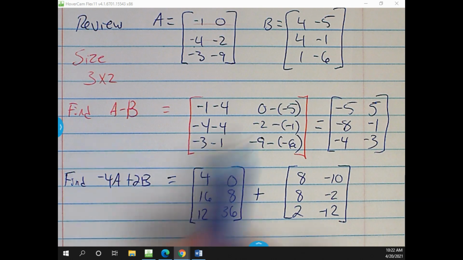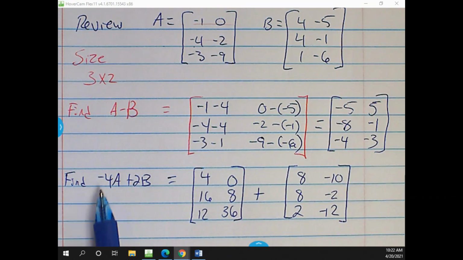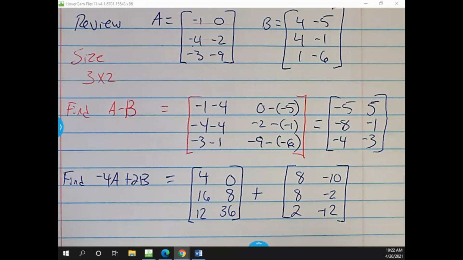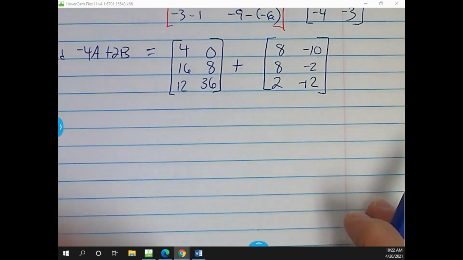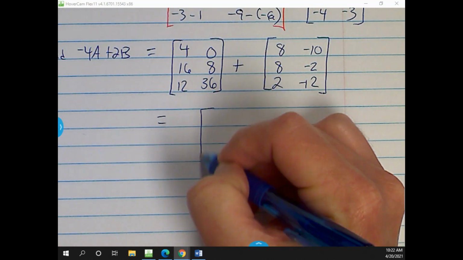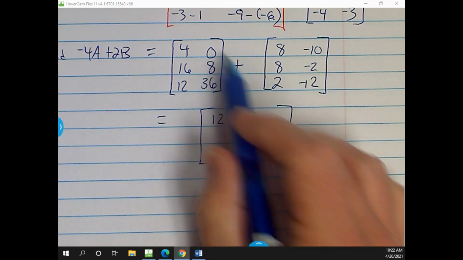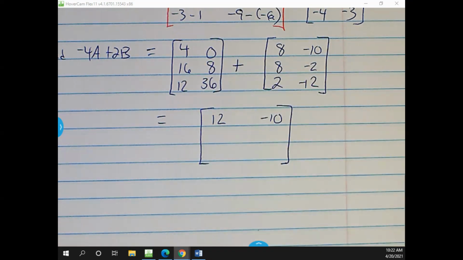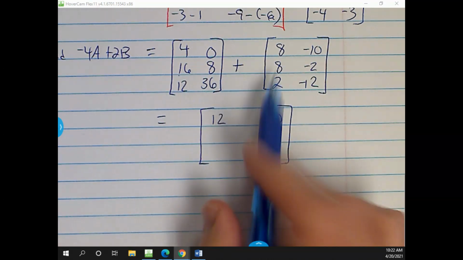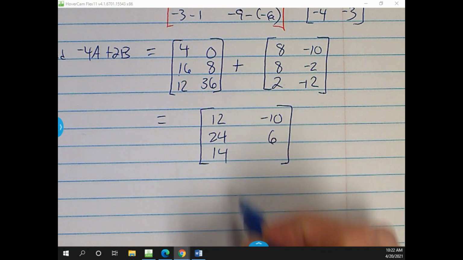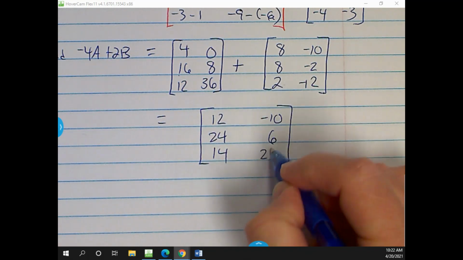Okay, so the last one was all subtraction doing A minus B. Once we multiply by -4 to get these numbers, we multiplied everything here by 2 to get these numbers. Now we're just adding them. So adding those two matrices together, it's 4 plus 8 for 12, 0 plus -10, which would just be -10. 16 plus 8 is 24. 8 plus -2 is 6. 12 plus 2 is 14, and then 36 minus 12 would be 24.